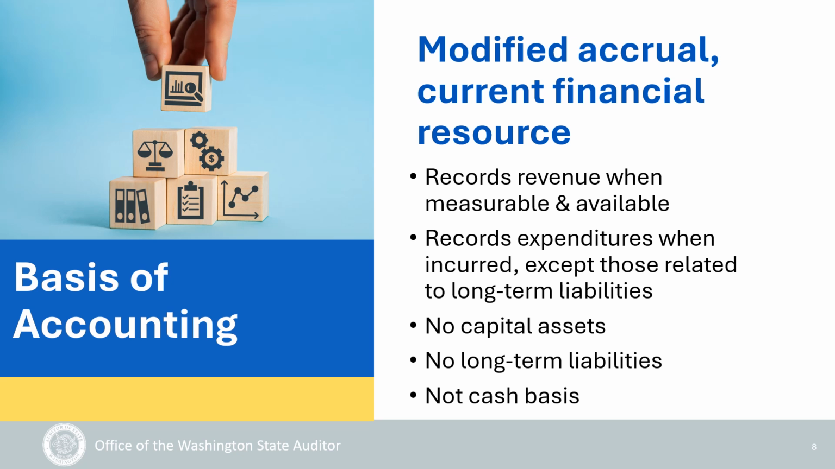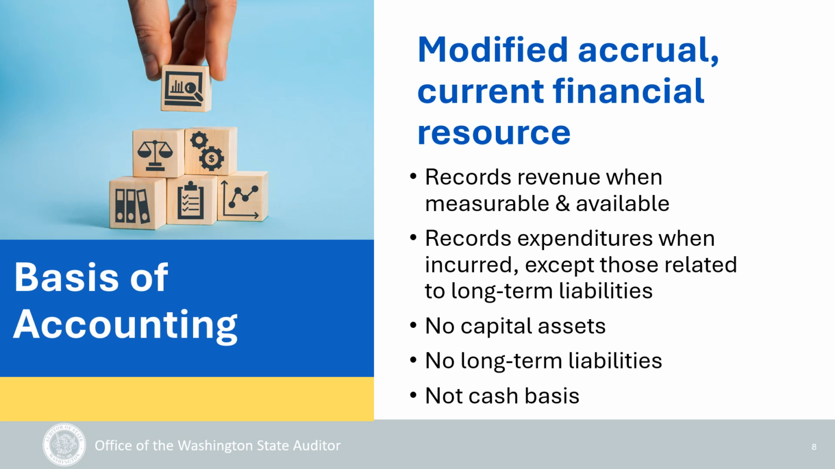The current financial resource measurement focus looks at what resources can be used to pay current obligations. For example, cash can be used to pay bills, so it's a financial resource. On the other hand, capital assets are not considered a current financial resource because you can't pay your bills with a building. Long-term liabilities are also not recorded under this measurement focus because you don't have to use your current financial resources to pay them. You'll be using future rather than current resources to pay that long-term debt.